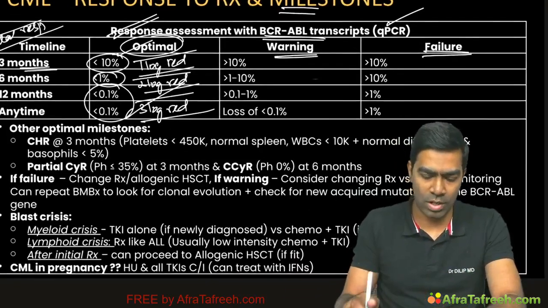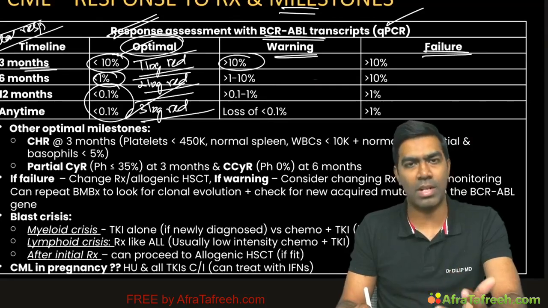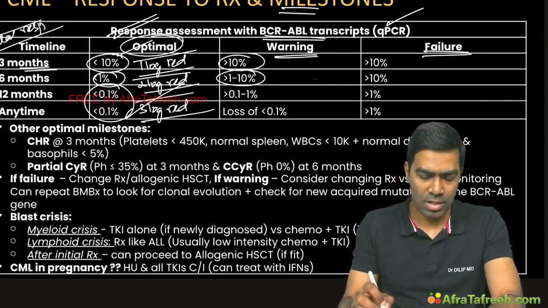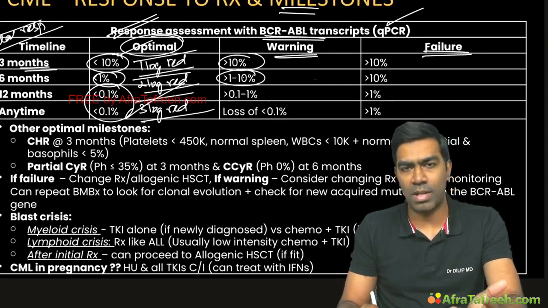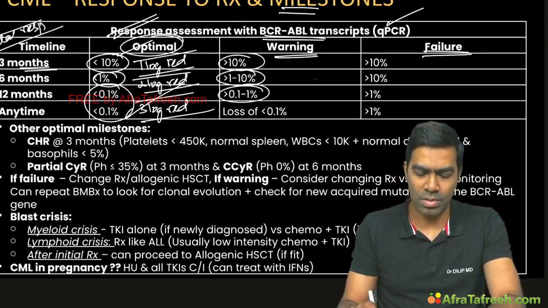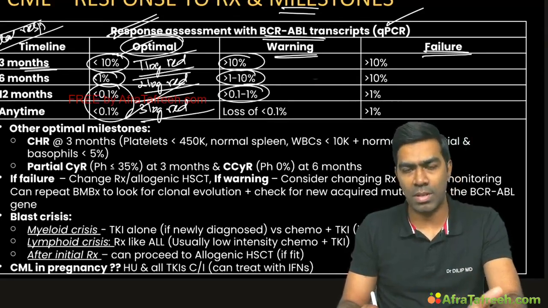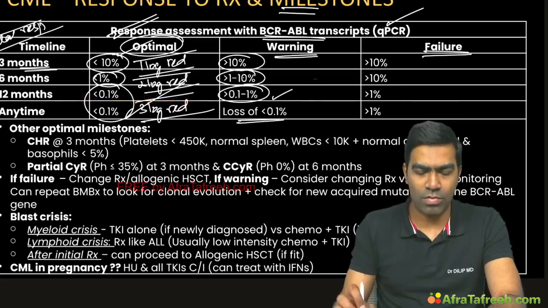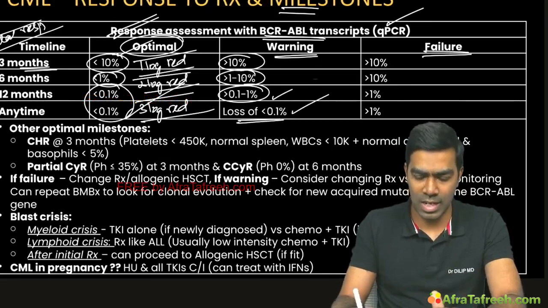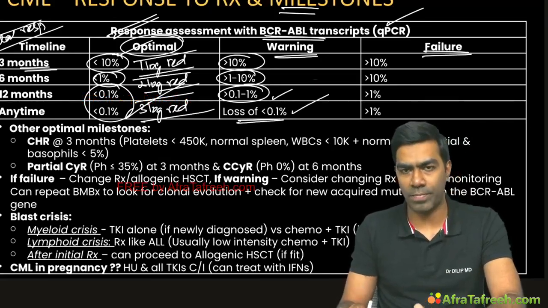So when do you call it a warning? At 3 months if the BCR-ABL mRNA transcripts are more than 10%, or at 6 months if the BCR-ABL mRNA transcripts are more than 1 to 10%, or at 12 months if the BCR-ABL mRNA transcripts are more than 0.1 to 1%, or loss of the major molecular response at any time will be regarded as a warning.